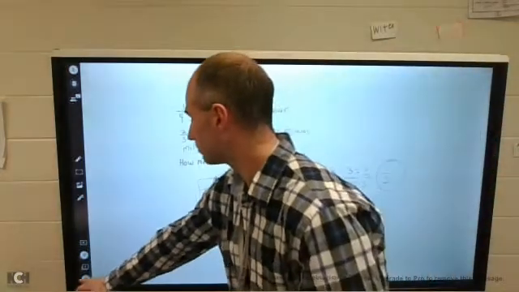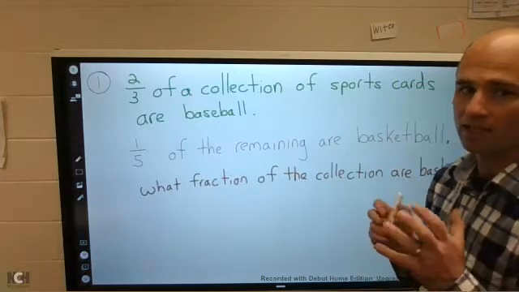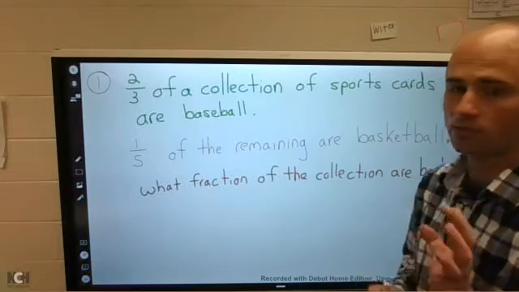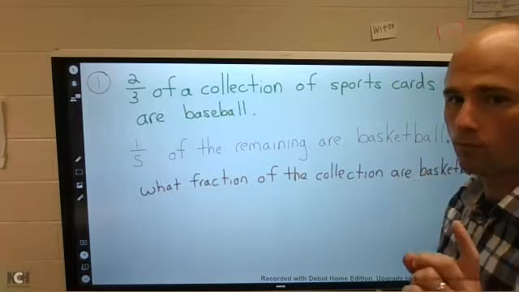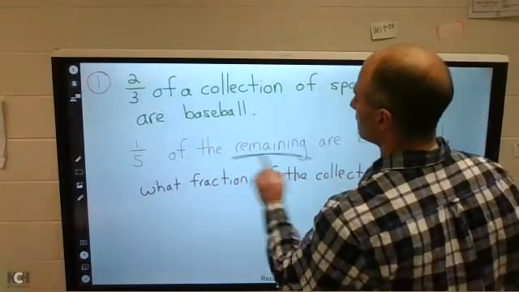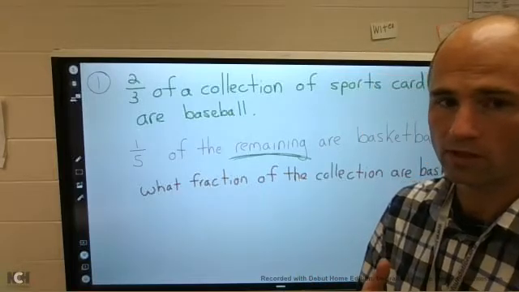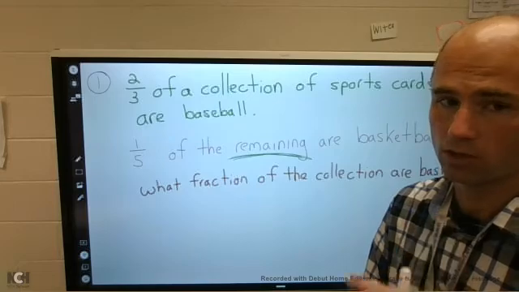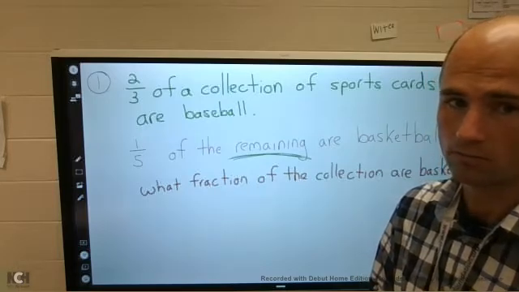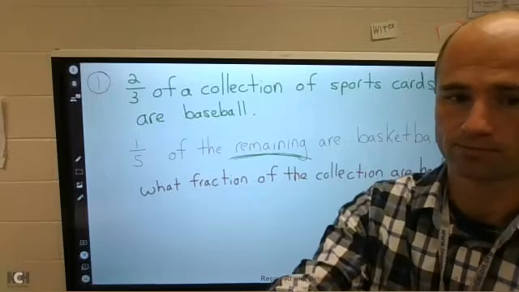So at this time, what I'd like you to do is solve this problem on your own. Remember the word remaining also means rest. So solve it. If it can be reduced, make sure you reduce it. So at this point in time, please hit the pause button.